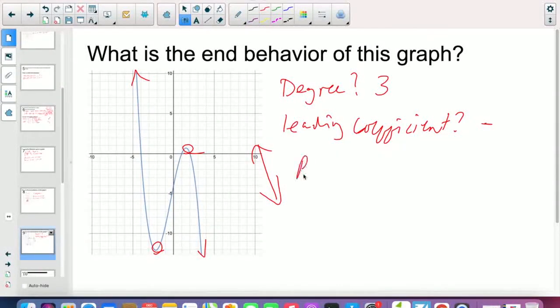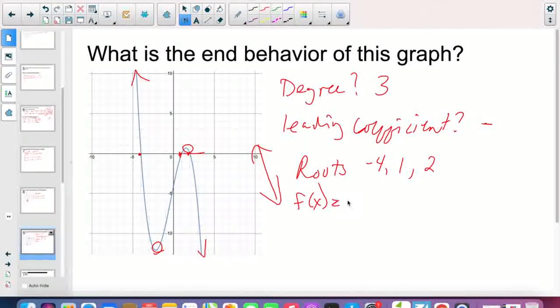If I ask you to find the roots here, it's crossing the x-axis, it looks like at 1 and at 2, and then over here at -4. So the roots are -4, 1, and 2. If it asks me to write a makeshift equation for this, well, f of x, my y value, is equal to, and all I have to do is turn these roots into factors. The factor that goes along with -4 is x plus 4. The factor that goes along with the 1 is x minus 1. And the factor that goes along with the 2 is x minus 2. So that I could consider the equation.